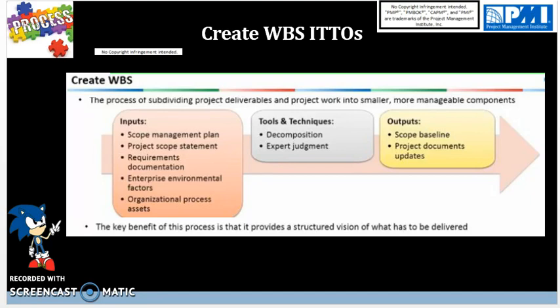Outputs are project document updates. These are usually updates to the requirements documentation. Scope baseline is the final approved version of the scope that is used, and you need to put in a formal change request to get it changed. So before we even approve it, there could be last minute changes. Once it's approved, this is used as a baseline, and the scope baseline consists of three important elements.